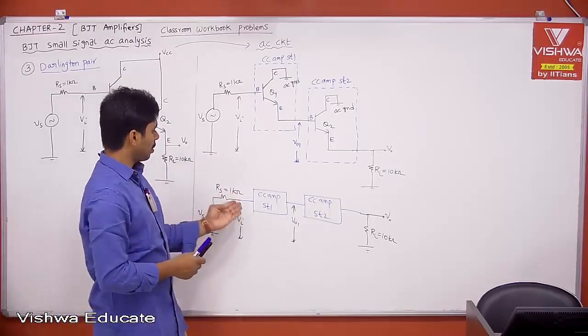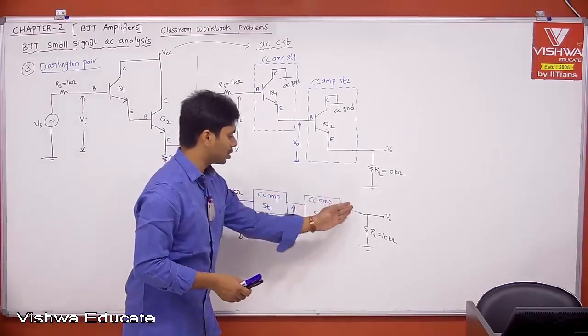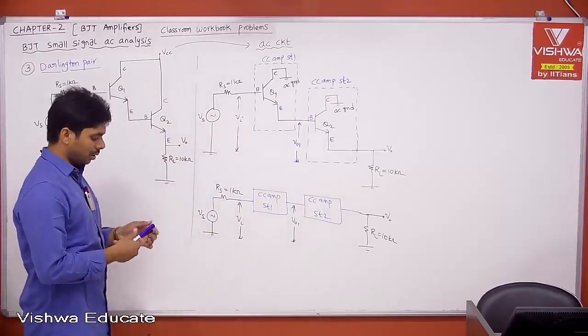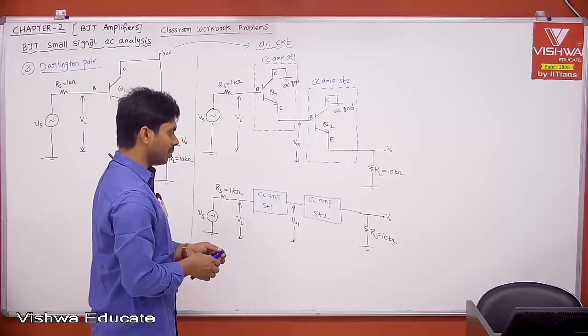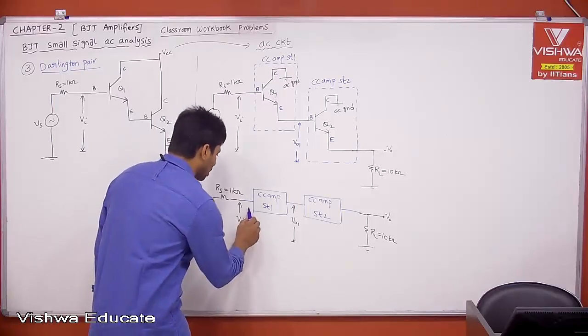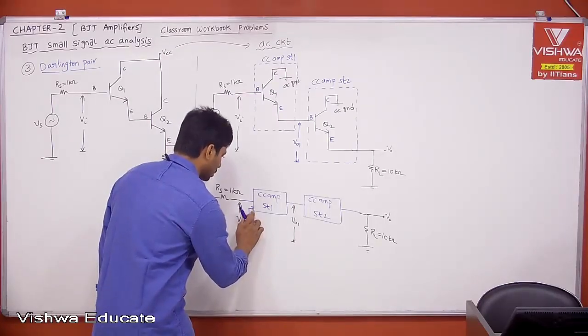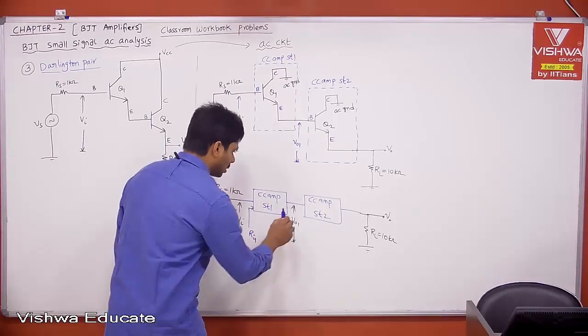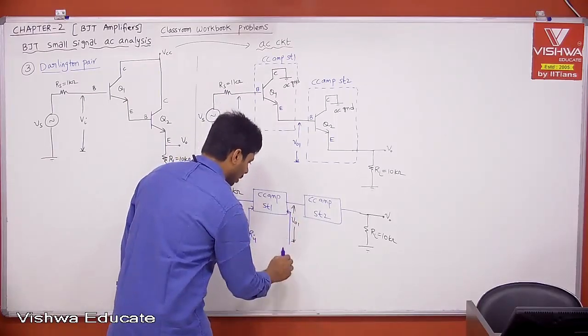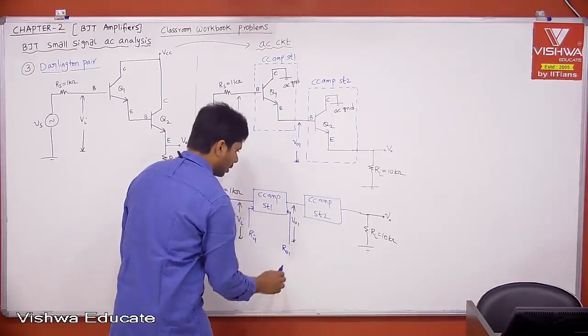Therefore, this is stage 1 and this is stage 2. Now, every stage is associated with input impedance and output impedance, right. Therefore, this is having input impedance, let me call this input impedance Ri1, and this is having output impedance, let me call that R01.